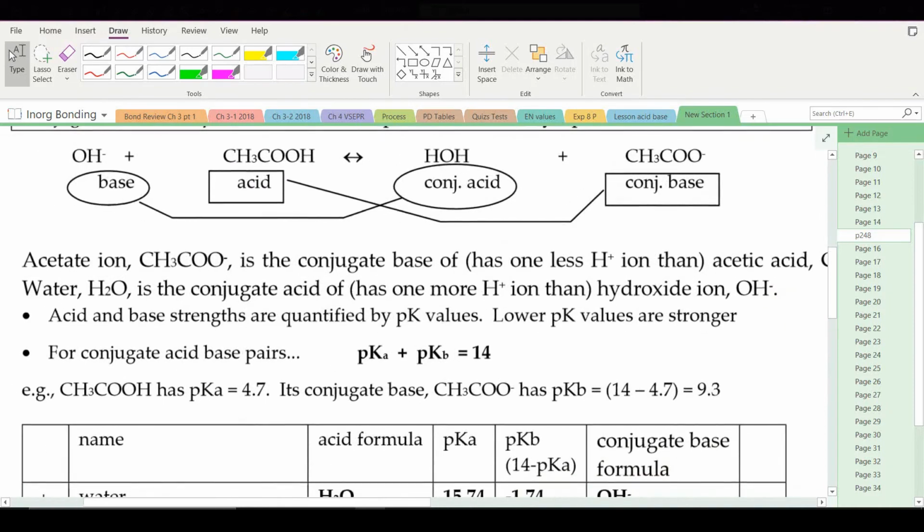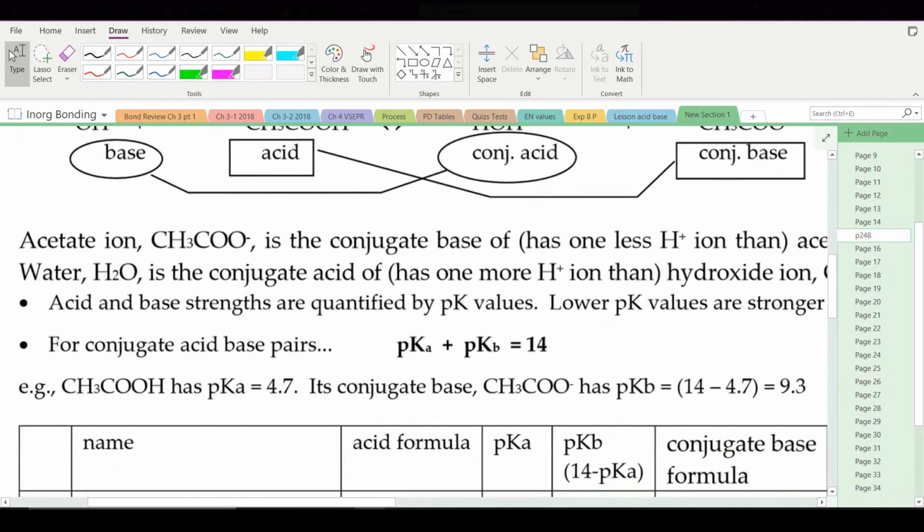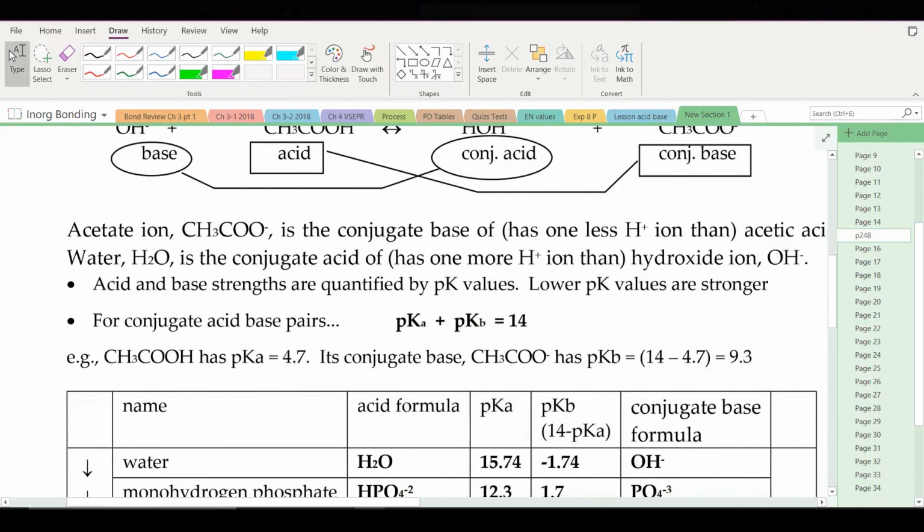A very important relationship for acids and bases in water is this. The pKa of an acid plus the pKb of its conjugate base is equal to 14, and this is true in aqueous solution. So in the above example, if acetic acid has a pKa of 4.7, it's easy for us to calculate the pKb of its conjugate base. Acetate would have a pKb of simply 14 minus the pKa of the acid, which gives us 9.3 as the pKb of acetate, its conjugate base.